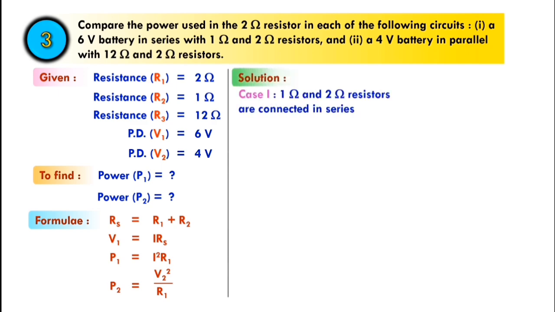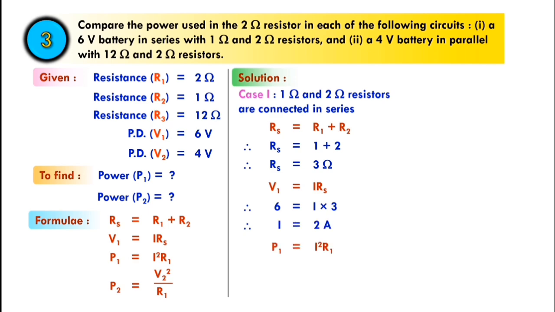Okay, now see the solution here. For case 1, resistors 1 ohm and 2 ohm are connected in series. So we can use this formula, right? So if we add the 1 ohm and 2 ohm resistors, we get RS, that is 3 ohm. Now by using Ohm's law, V1 equal to I into RS, we will get the current, right? So we know that the value of V1 is 6 volt and RS is 3 ohm. So from here we got current equal to 2 ampere. Now from this formula we can find out the value of P1. So we know that current is 2 ampere and R1 is 2 ohm. Therefore power 1 is 8 watt.